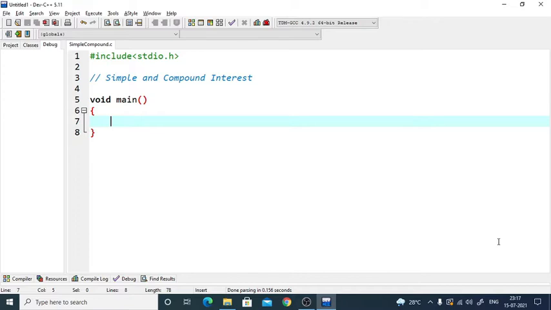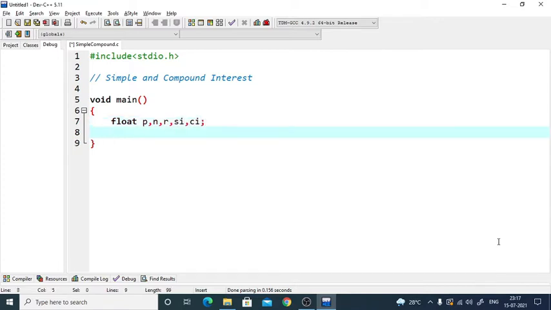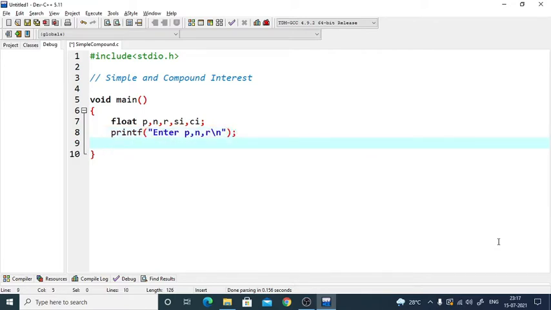The input which I require to take is principal amount, so P, number of years, N, and rate of interest, so R. For storing the result, I'll be creating SI and CI. I can have a proper descriptive printf statement also, but I'm just writing in short. So I'll say simply enter PNR. Instead of that, you can very well have a statement like enter principal, number of years, and rate of interest. Or even if you want, you can take P, N, R with different pairs of printf and scanf also. Currently we'll be taking them together.